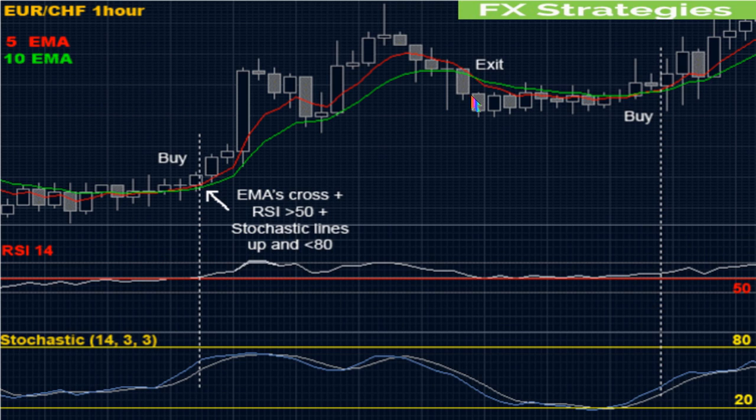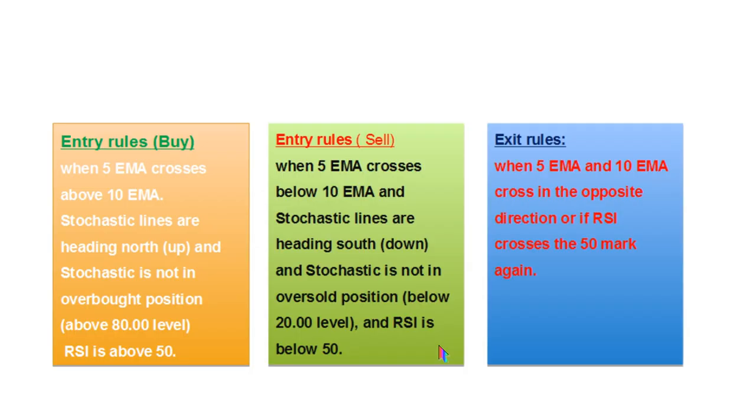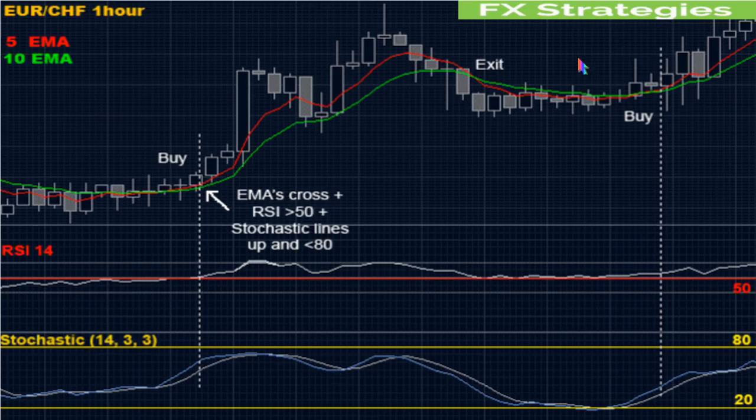When one or more of the exit trends that we talked about appear, the 5 EMA crosses below the 10 EMA, stochastic lines are heading south, stochastic is not in the oversold position, and the RSI is below 50, those are pretty good indicators for, do you want to consider exiting? But maybe not, if all three of them aren't full. That's up to you. Study these charts for yourself.